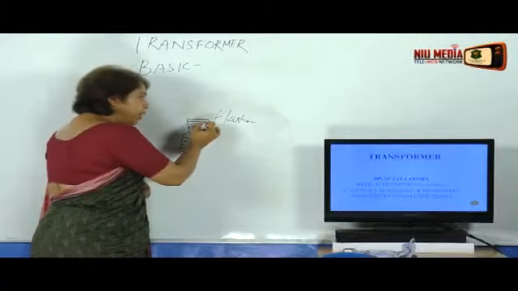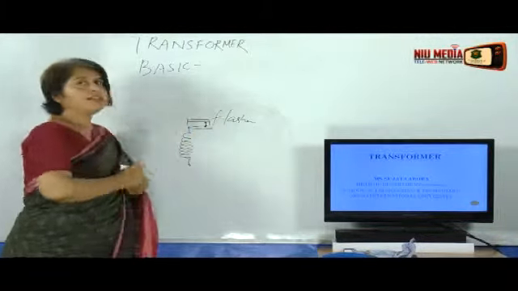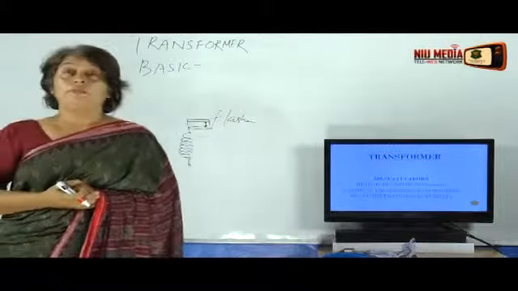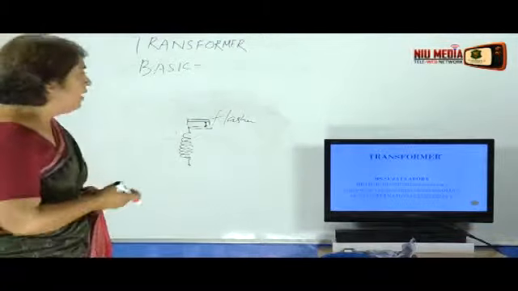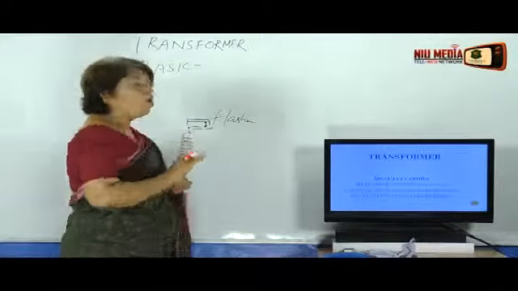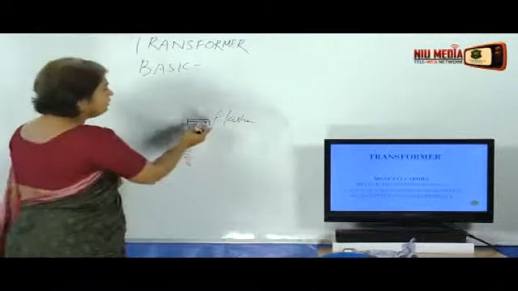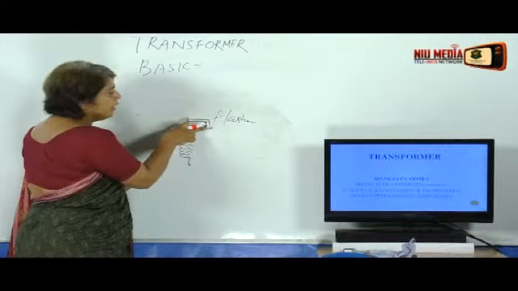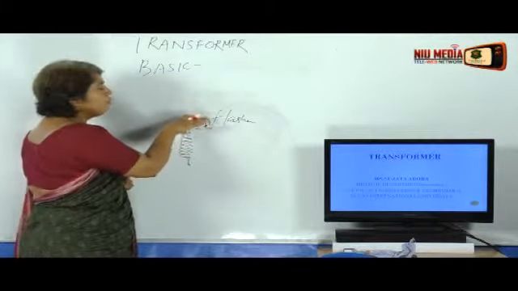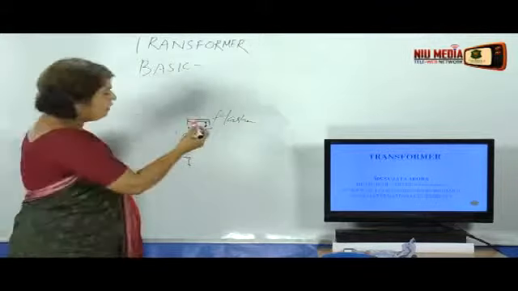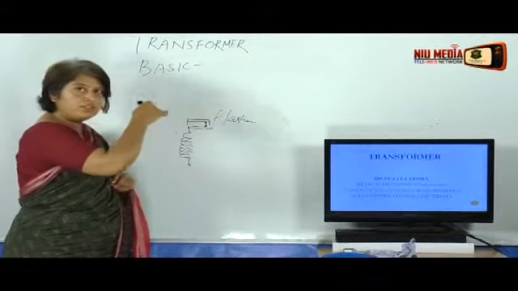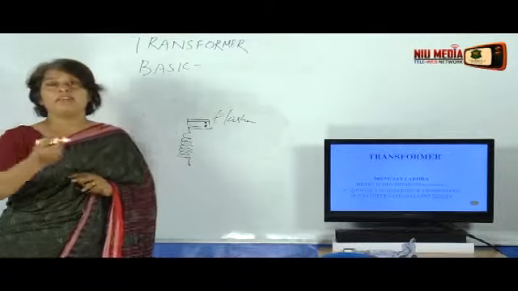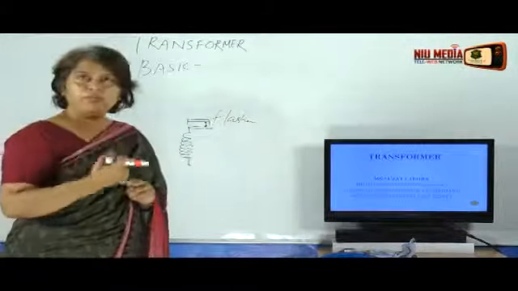When this contact point touches this, your bulb is on, and because the current is alternating in nature, it will continuously go on and off. The plate continuously touches these two points and then goes back to its position. When the plate comes back to its position, your bulb goes off. This is how your simple motorbike's flasher works, and this is very interesting.